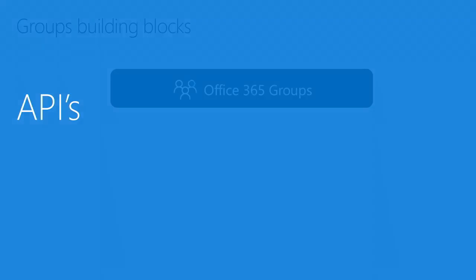Also on top of all of this is a whole bunch of APIs, not just the PowerShell commands, which I showed you from an administration point of view, but if you want to code this stuff and have this information from Office 365 groups appear in your applications, you actually have an API that can do that.